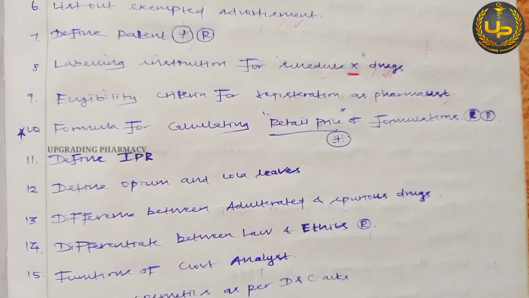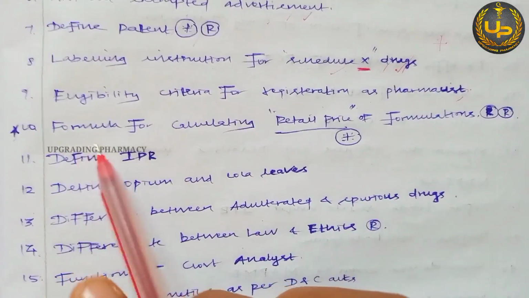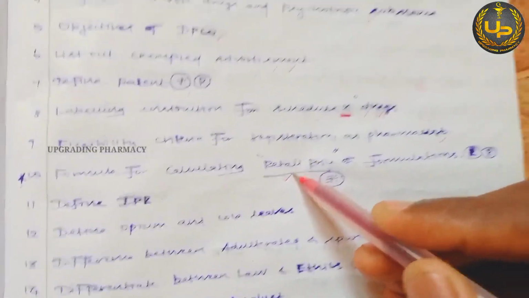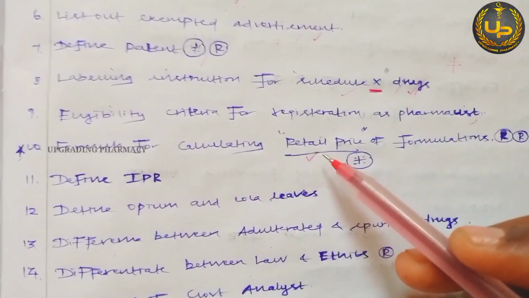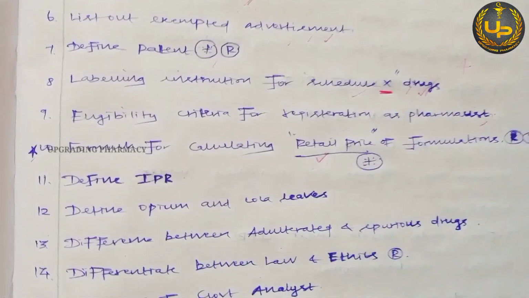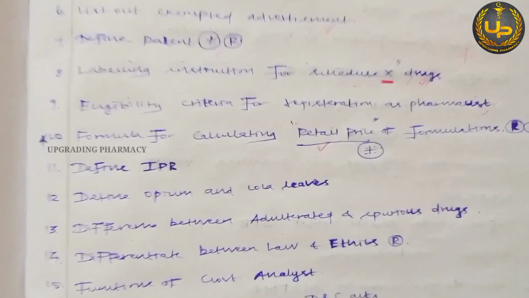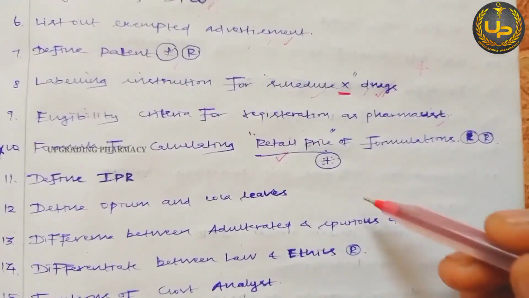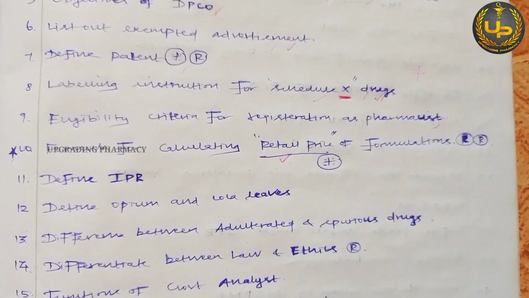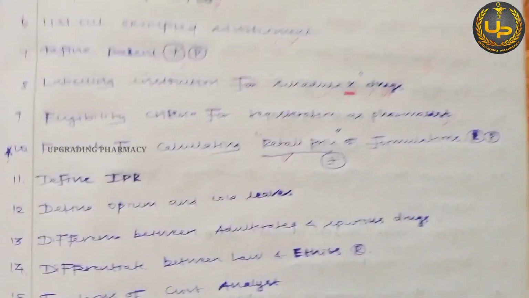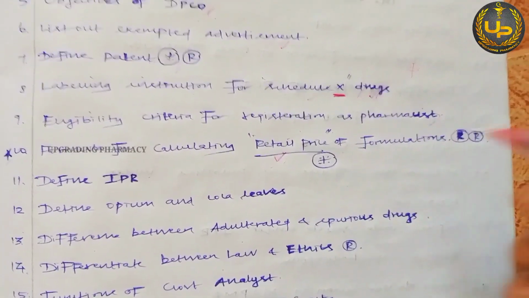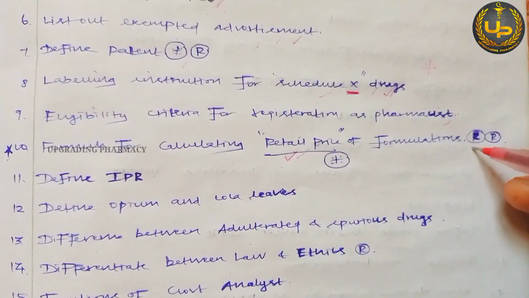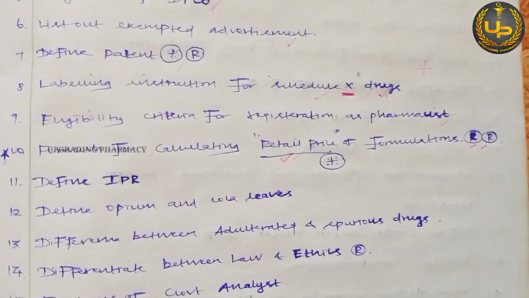Next, the 10th question, a very important question: formula for calculating the retail price of formulations. This comes under the act DPCO, the Drug Price Control Order. Retail prices are fixed by the government, and we need to know what factors are included in calculating the retail price. There is a particular formula available to find the retail price of each class of drugs. It is very important as well as a repeated question asked in state as well as central exams.